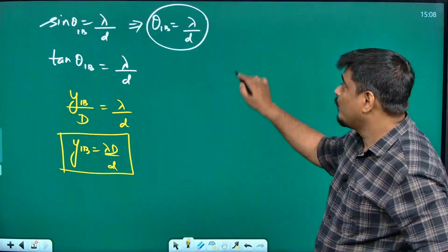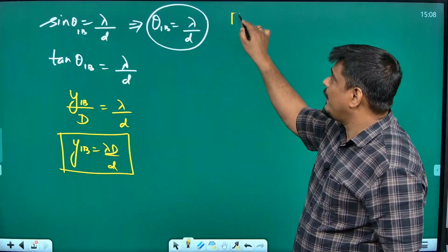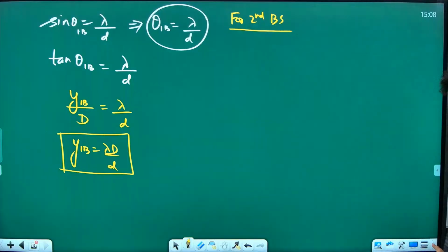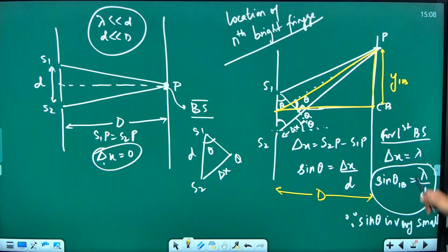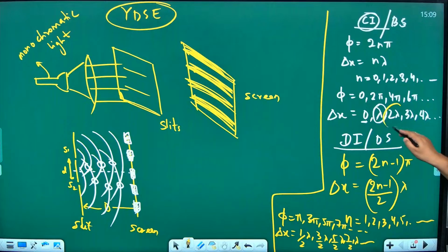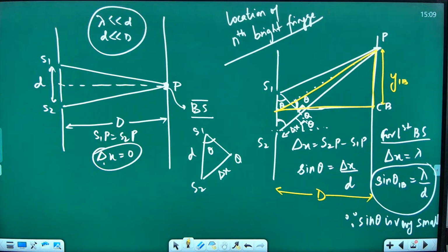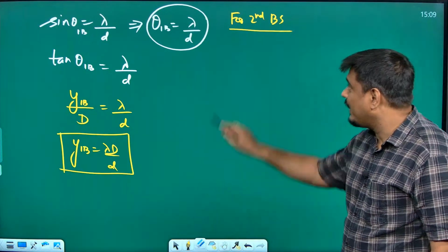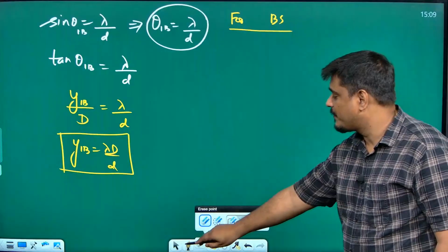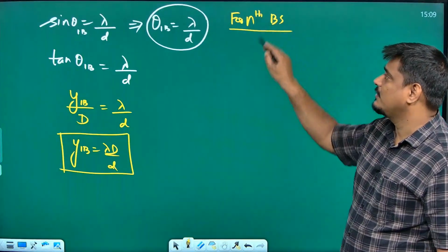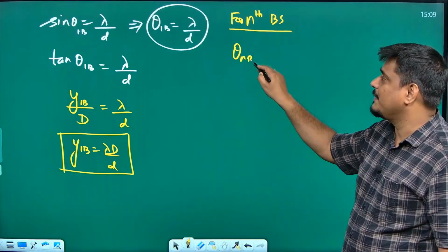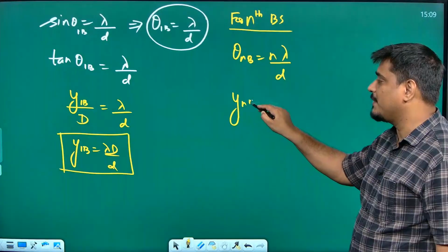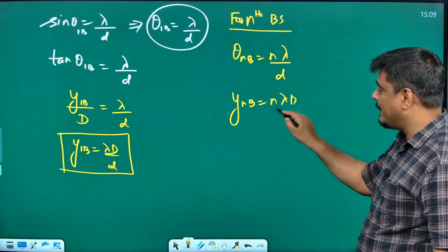Same way, this is for first bright. If I want to find for second bright, what will change? Nothing will change. Delta x that we took here as lambda, now it will become how much? For second bright, 2 lambda. For third bright, 3 lambda. For fourth bright, 4 lambda. Can I say that for nth bright spot, the theta of nth bright will become equal to n lambda by d, and y of nth bright will become equal to n lambda D by d. Is it clear to you?